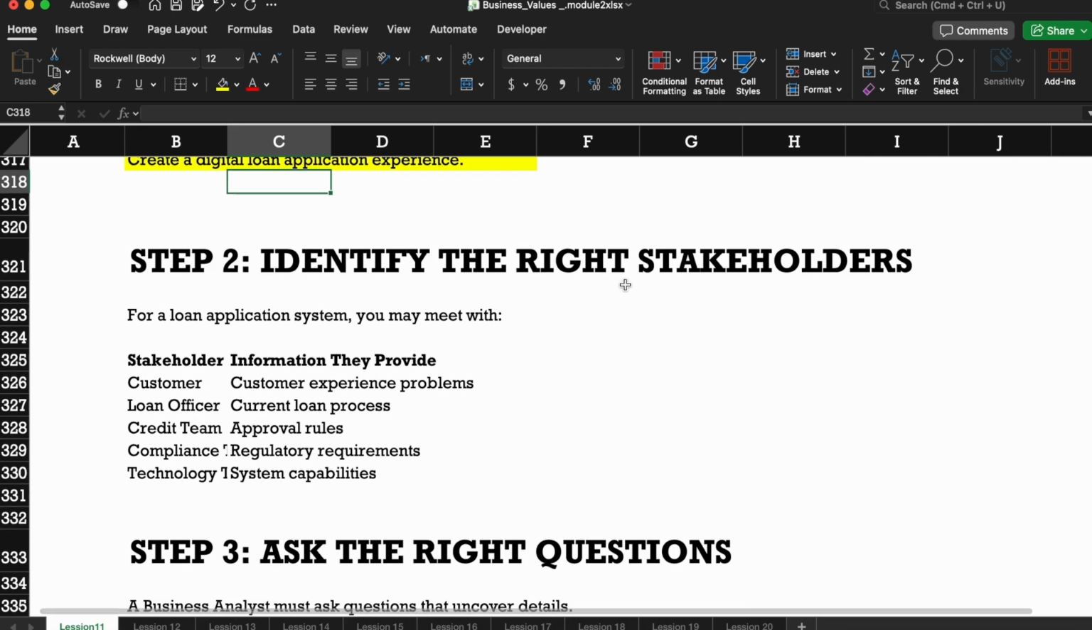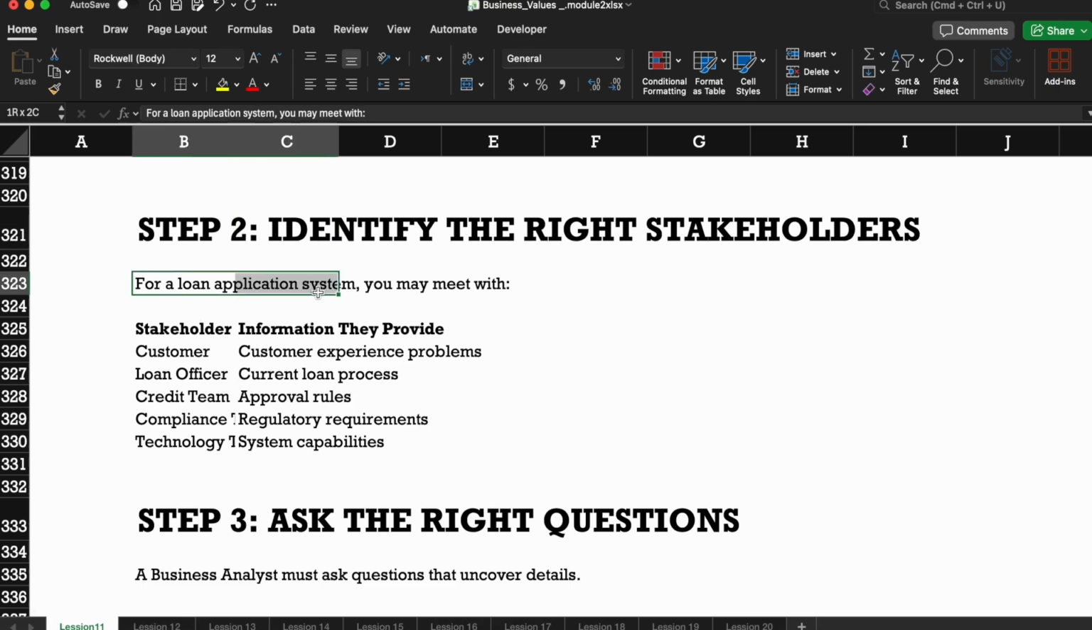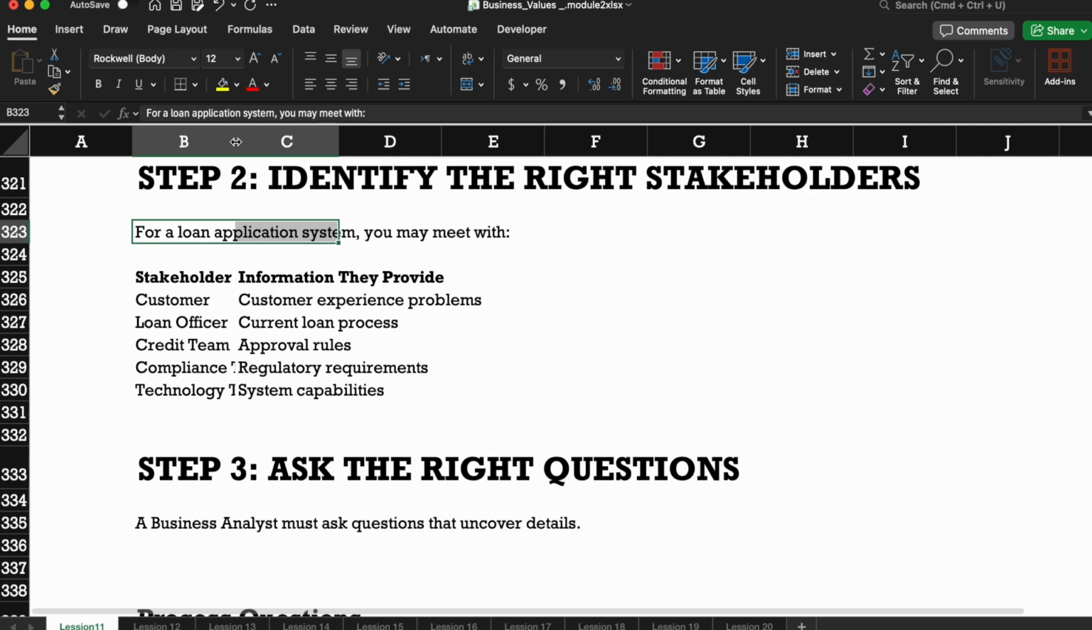Step number 2, identify the right stakeholders. Okay, so how do you identify the right stakeholder for each project? This is the question most new BAs ask me. Every project has different stakeholders. So how do you identify whether this is the right stakeholder? So let's try to understand how we can identify the right stakeholder. For a loan application system, you meet with stakeholders.